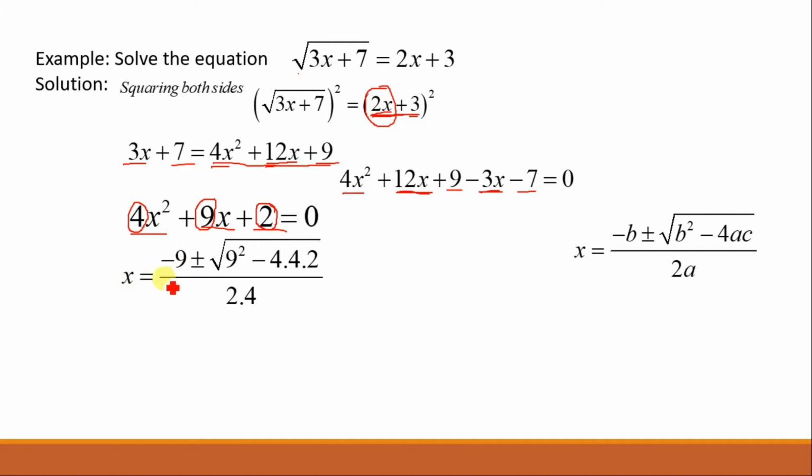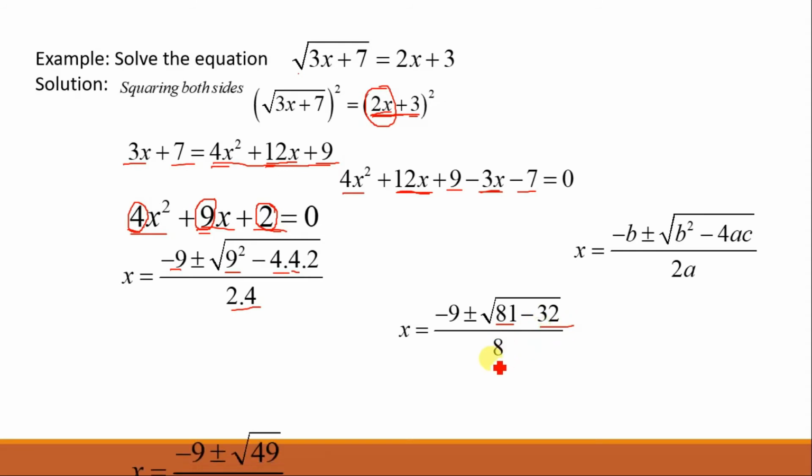So x will be equal to minus 9 plus minus square root of 9 square minus 4 into 4 into 2, here minus b, that is minus 9, b square, 9 square, 4a is also 4, so 4 into 4, and c is equal to 2, so 4 into 4 into 2 over 2 into 4. Solving this, we have minus 9, as we know that square of 9 is 81, and 4 into 4 into 2 is equal to 32, divided by 8.